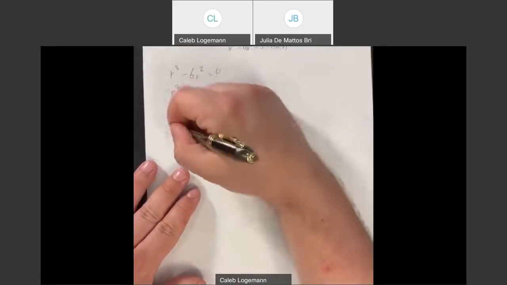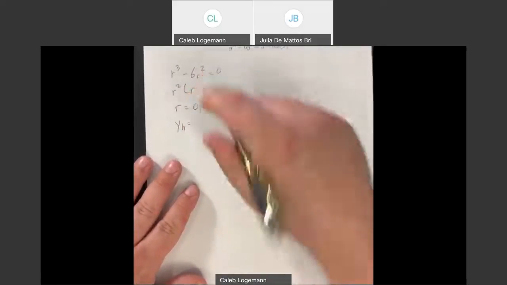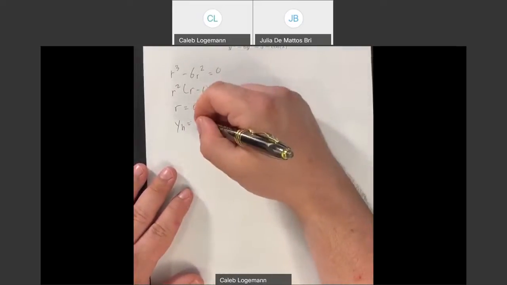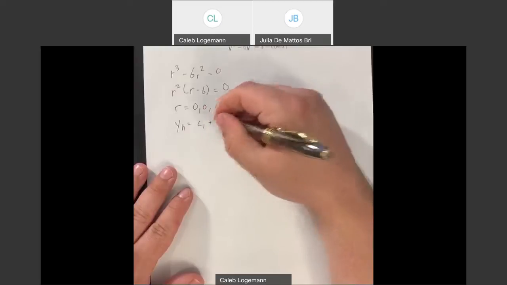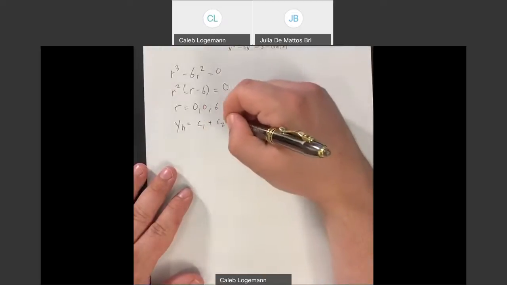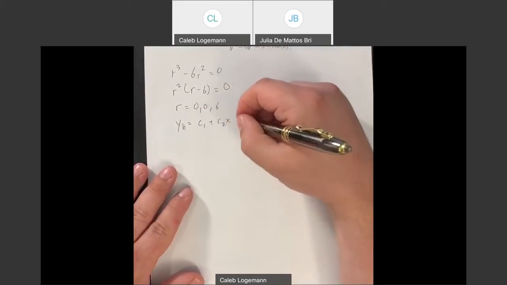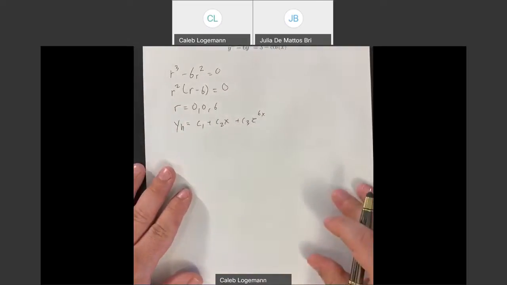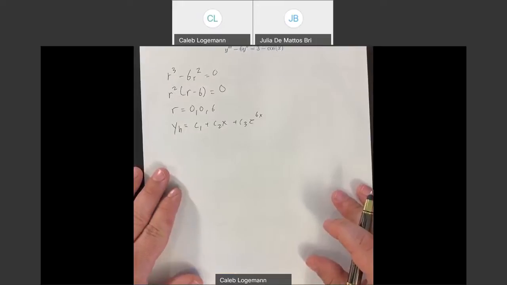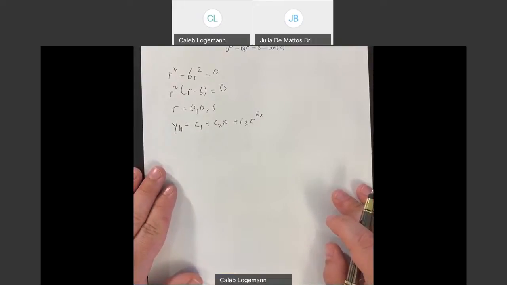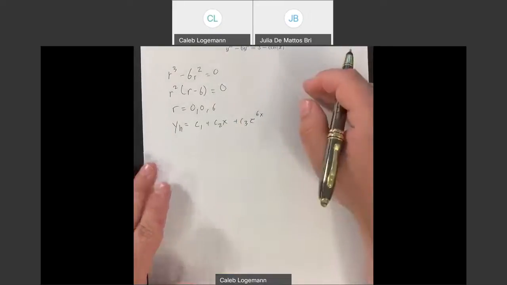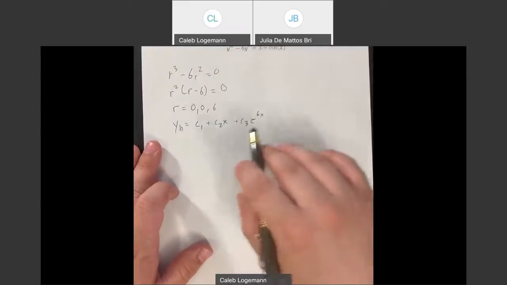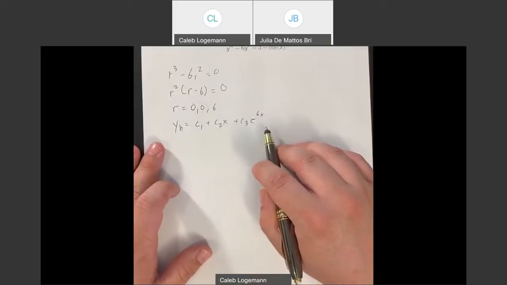And so our homogeneous solution, 0 is a constant, so it would be like a constant C1. When we repeat it, we've got to multiply by x, so it would be C2x. And then 6, we have plus C3e to the 6x. So that's our general homogeneous solution. Okay, that's pretty easy. I mean, that's pretty nice. Pretty easy to do, so you should be comfortable with that. So that's our homogeneous solution.